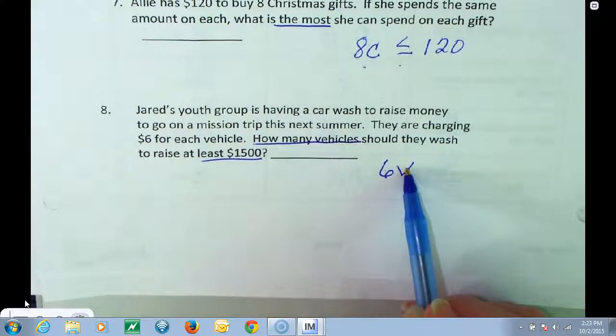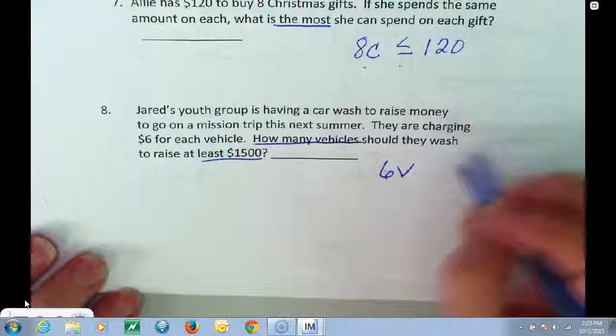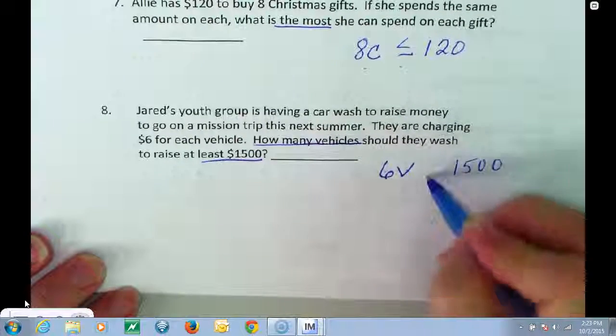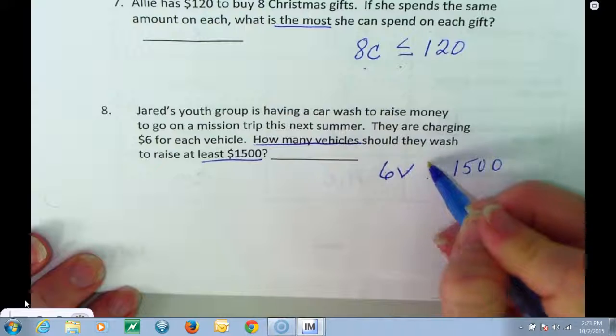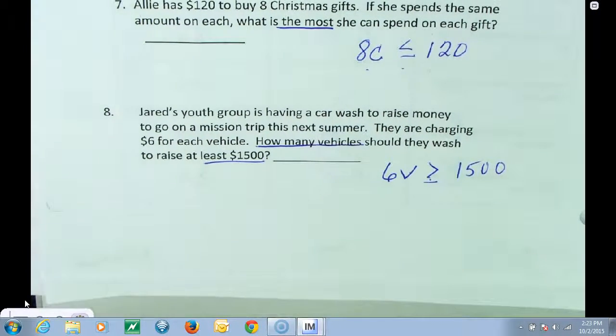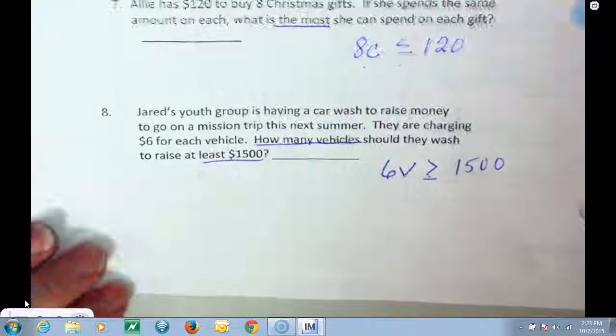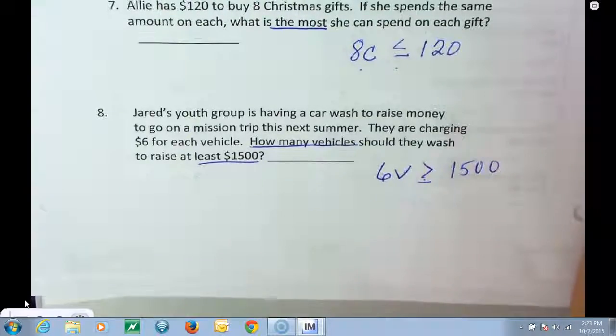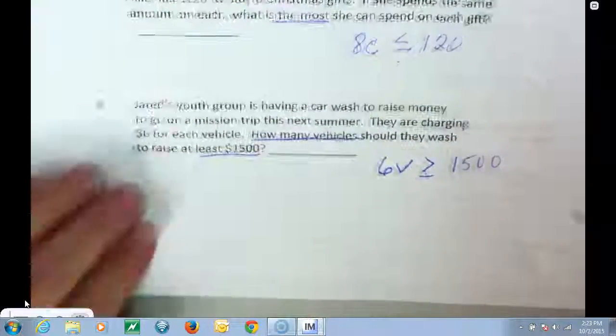So if they wash 5 vehicles, how much have they made? 30. And that's not enough, is it? No. They're trying to make $1,500. What symbol should I put in here? Because they want at least $1,500. If they make less than $1,500, they're not going to have enough money to go. They'd love to make more than $1,500 because then they could take more supplies to the people or whatever.